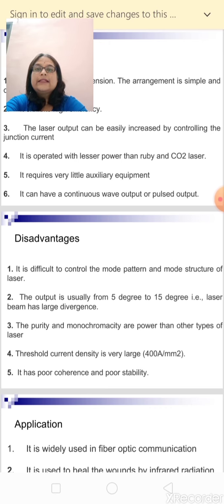Now what are the applications of the semiconductor diode laser? It is widely used in fiber optics communication. It is used to heal wounds by infrared radiation. It is also used as a painkiller. It is used in laser printers and CD writing and reading. Now these are the applications of the semiconductor diode laser. Here we have completed our third type of laser, that is the semiconductor diode laser.